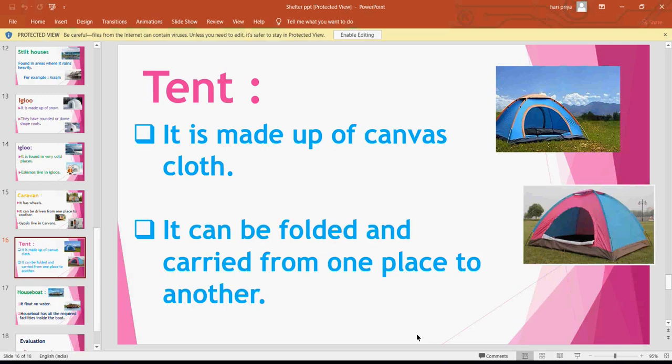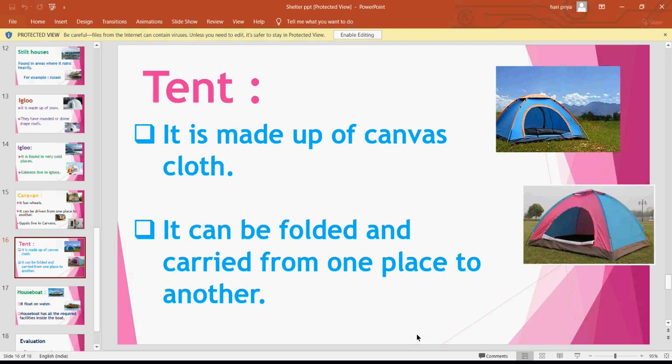Tent. Yes. Even you can construct this type of simple house, a tent. Imagine if you are going for a picnic during the hot sun, you can also construct this type of house. So the tent also comes under temporary house, and it can be folded and carried for playing, for whatever necessity. You can construct this tent, and it can also be folded and carried from one place to another. So this also comes under temporary house.